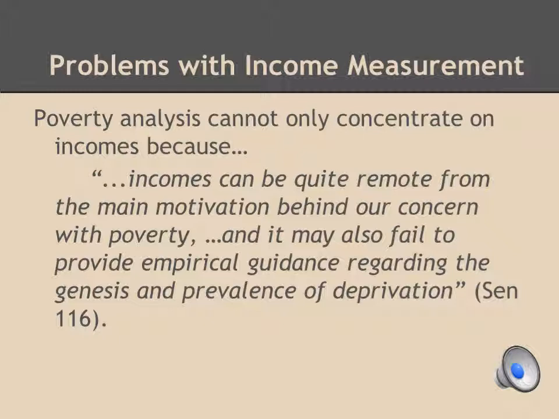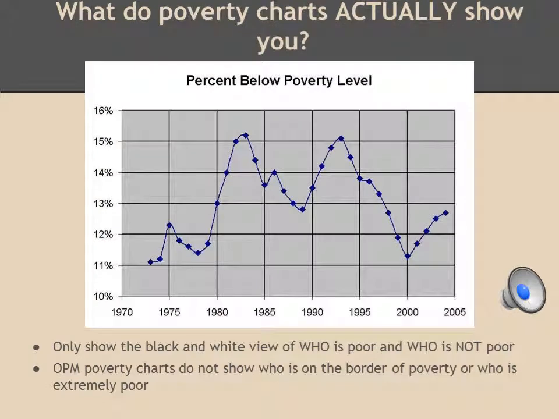Poverty analysis cannot only concentrate on income because incomes can be quite remote from the main motivation behind our concern with poverty, and it may also fail to provide empirical guidance regarding the genesis and prevalence of deprivation. The official poverty measurement does not take into account capabilities. Poverty charts only show the black and white view of who is poor and who is not poor. They don't show who is on the border of poverty or who is extremely poor.